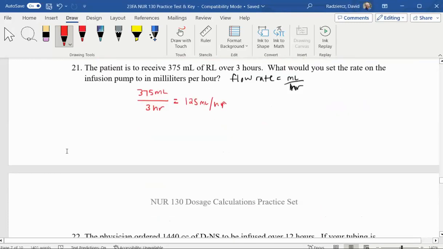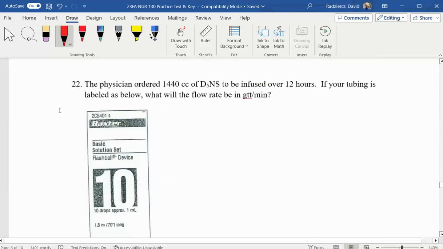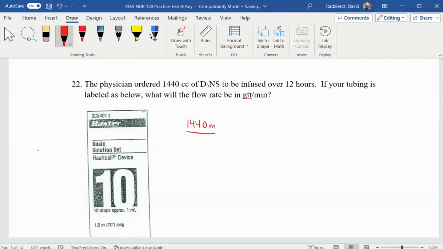All right. So you should already have an answer for this one, number 22. It's basically the same thing. You have 1440 cc's, which, remember, that's the same thing as 1440 milliliters over 12 hours. And then what is the flow rate if the drop factor is 10? So you guys are showing me that you can answer these really well. So if I'm doing this as a reminder, I'm going to take my 1440. And then, like I said, I like to simplify. So I'm going to take that 12 hours and multiply it by 60. And I think that's going to give me 720 minutes.